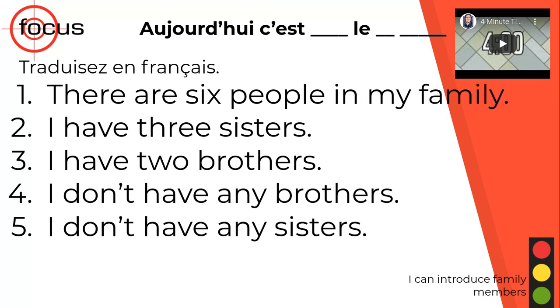So for number 1, I need you in French to tell me there are 6 people in my family. Number 2, I have 3 sisters. Number 3, I have 2 brothers. Number 4, I don't have any brothers. And number 5, I don't have any sisters. So again, we're translating these into French. Guest teacher, please pause this video and set a timer for students to work for 4 minutes on their focus.